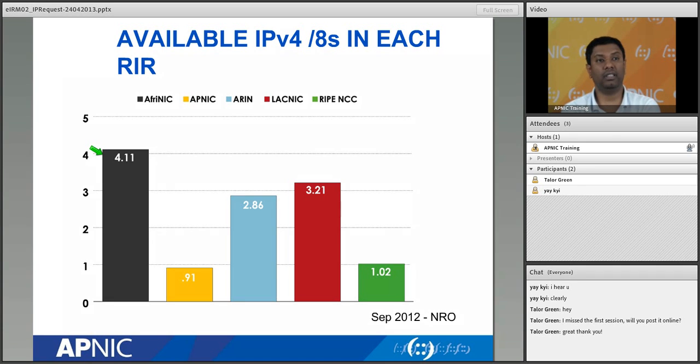In the ARIN region, they still have 2.86 number of /8. LACNIC has got 3.21 number of /8. RIPE NCC as of September 2011 had slightly above 1 /8, but in the current situation they are now even less than a /8. So in the RIPE NCC region, we also have the final /8 policy, which means a single ISP or any organization will not get more than a /22 from the final /8 block.